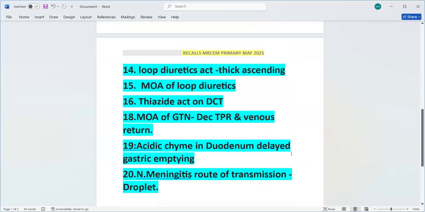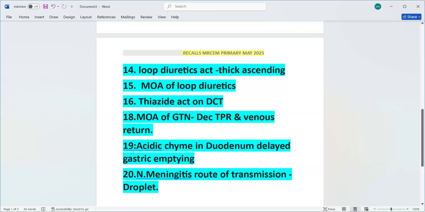There was another MCQ regarding the mode of action of GTN. There were other options as well. The correct answer is decreased TPR and venous return, so preload will be decreased. So you will have to read this as well, and it is in cardiovascular physiology.